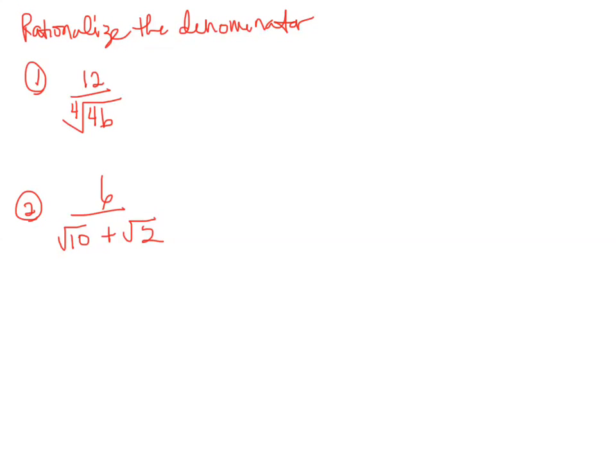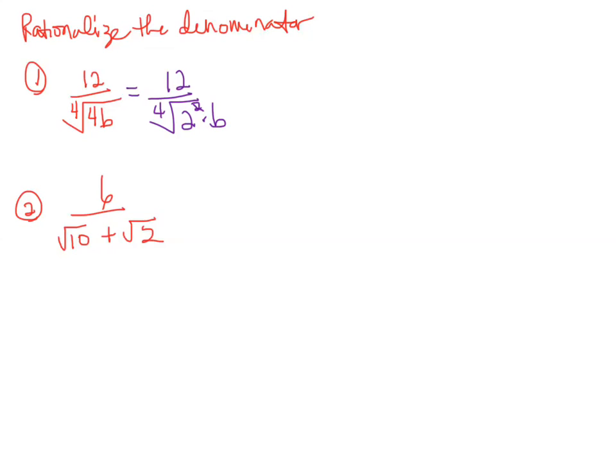Rationalize the denominator. In the first problem, we have 12 over the fourth root of 4b. In the second problem, we have 6 over the square root of 10 plus the square root of 2. In the first problem, we just have one radical, or one term, in the denominator. So the first thing I'll do is rewrite that as factored. So 4 will be 2 squared, and then we still have a b.